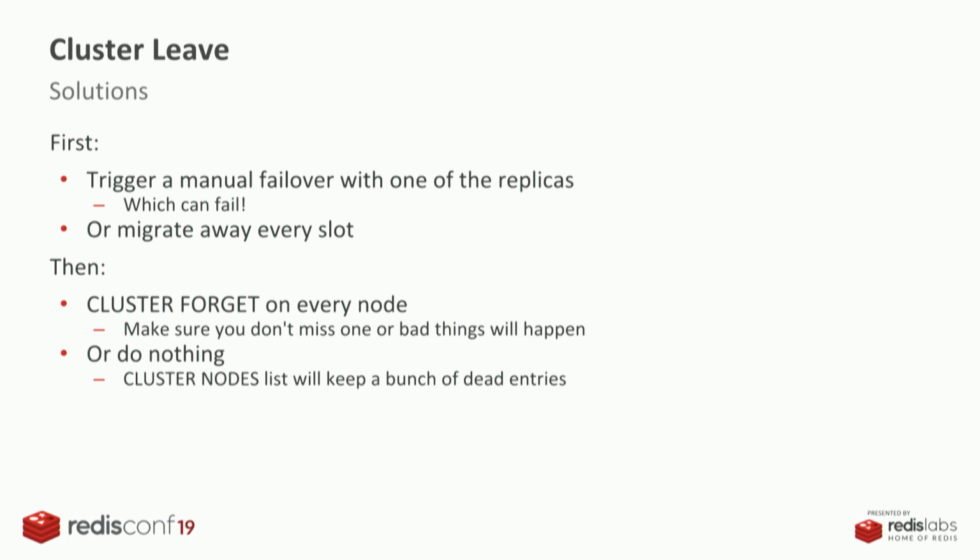Some solutions. This is maybe too in-depth, but you want to make sure that if you want to shut down a node, it doesn't have any data: either manually do a failover or migrate all of its slots. Then you have to do cluster forget on every node, and be very careful about making sure every node actually receives it. If you're ever running a command that does a mass forget, and it cancels or times out in the middle, you're in a really scary state where your cluster is not going to reach consensus.